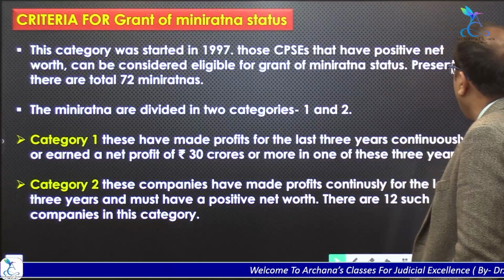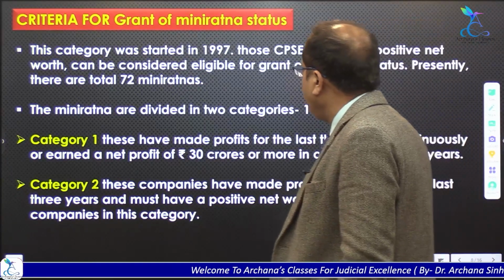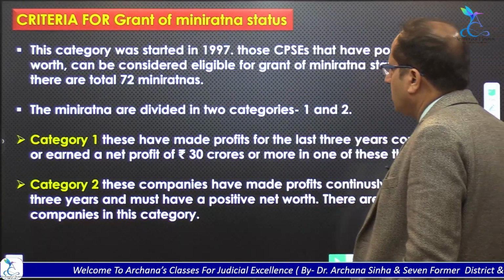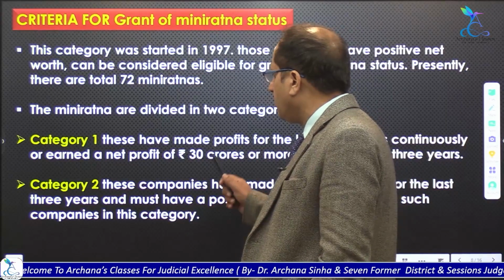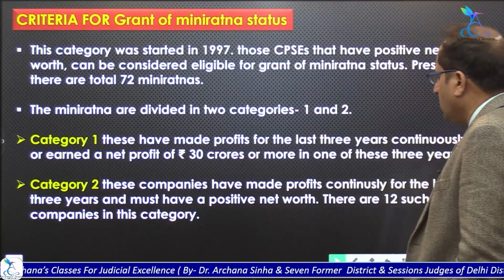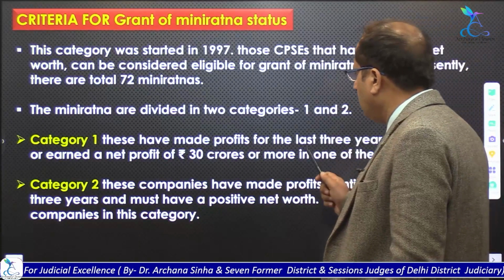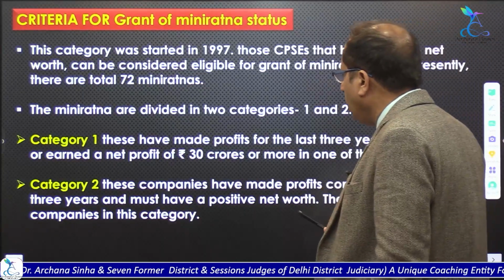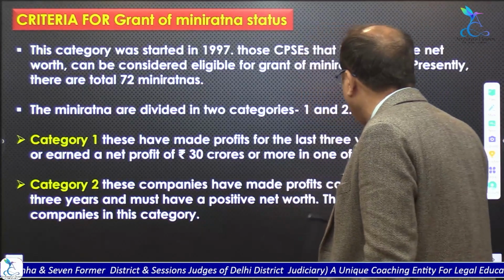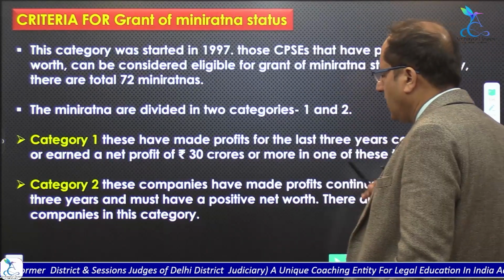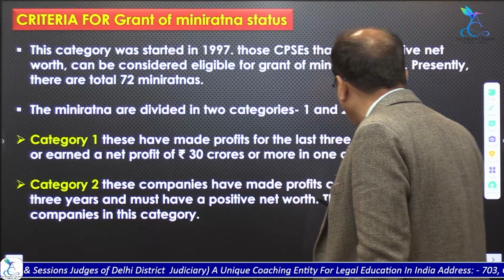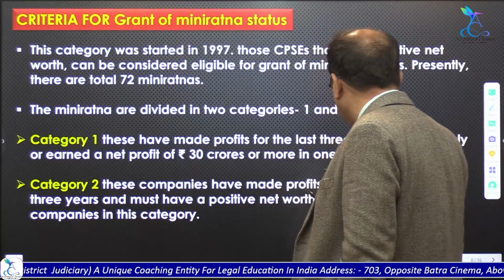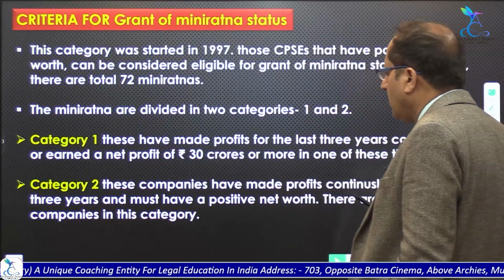Those CPSEs that have a positive net worth can be considered eligible for grant of Miniratna status. Presently, there are a total of 72 Miniratna. The Miniratna are divided into two categories, first and second. Category 1: these have made a profit for the last 3 years continuously, or earned a net profit of 30 crore or more in these 3 years. Category 2: these companies have made a profit continuously for the last 3 years and must have a positive net worth. There are 12 such companies in this category.